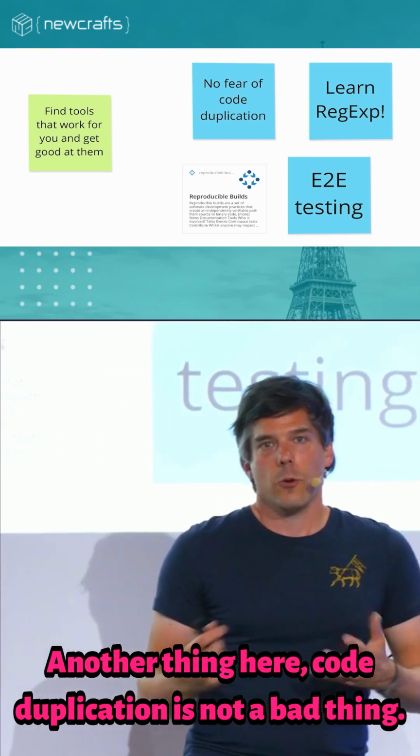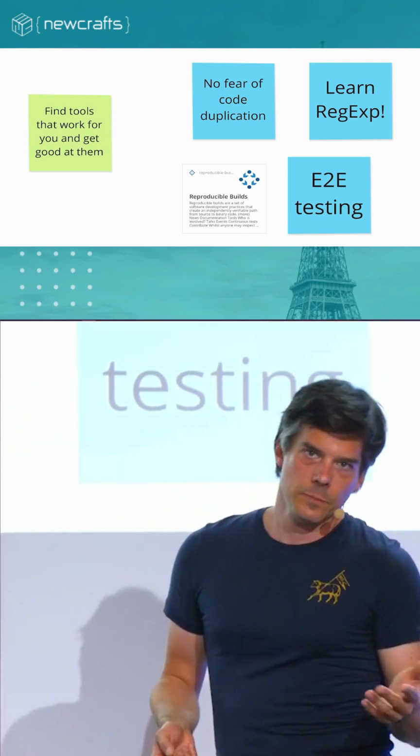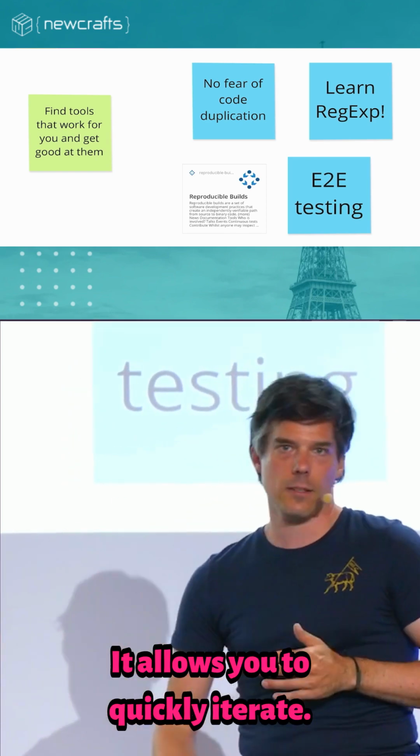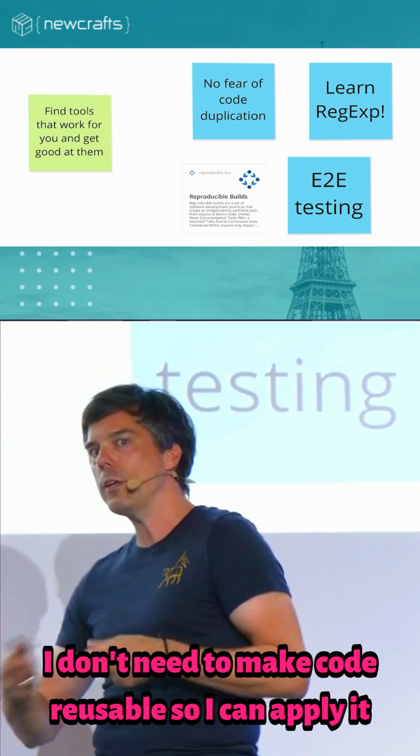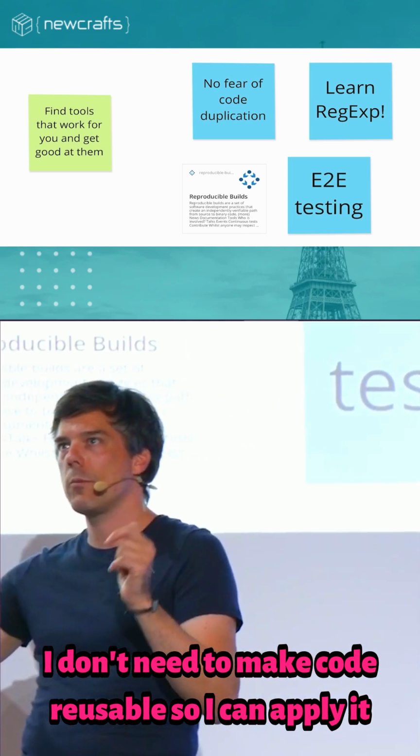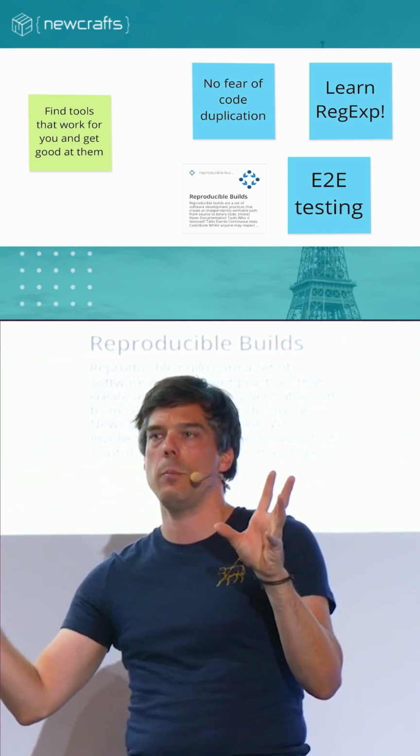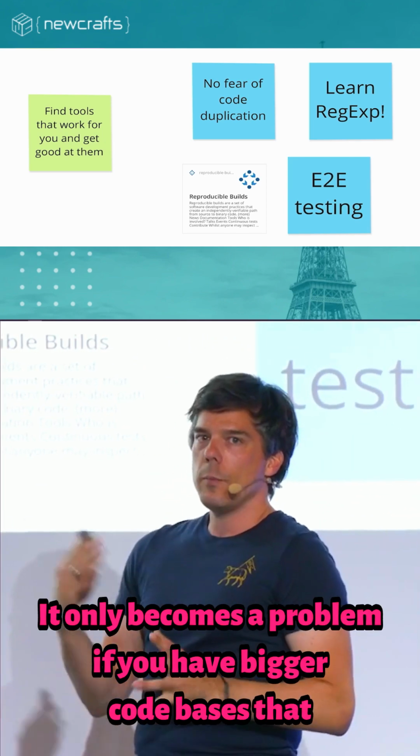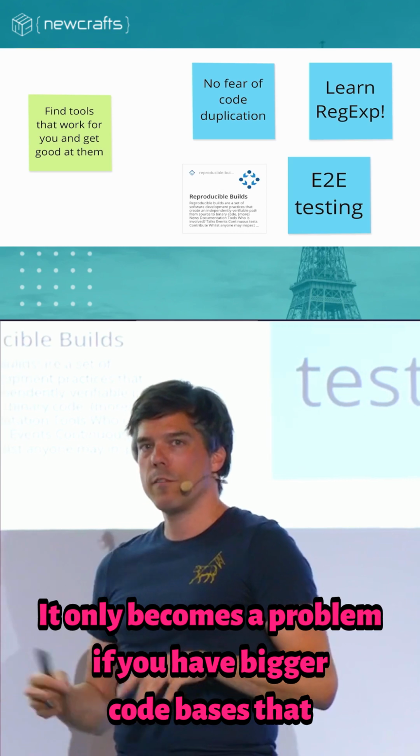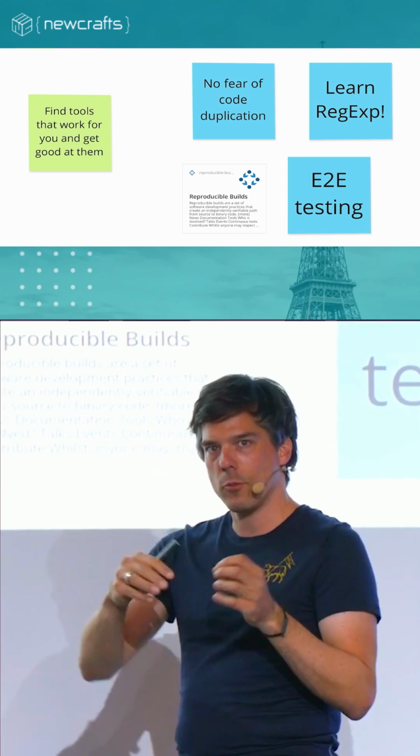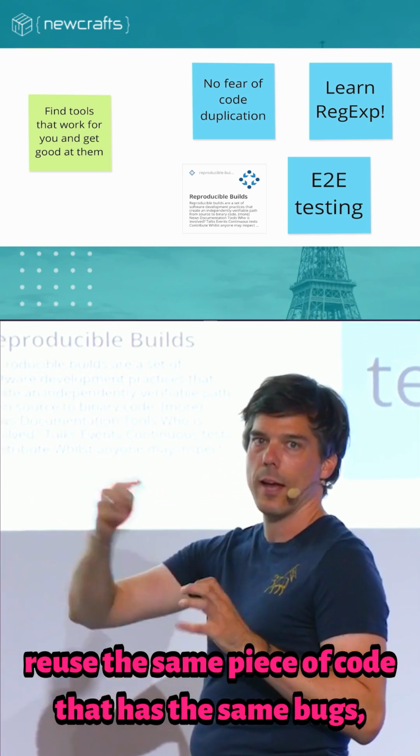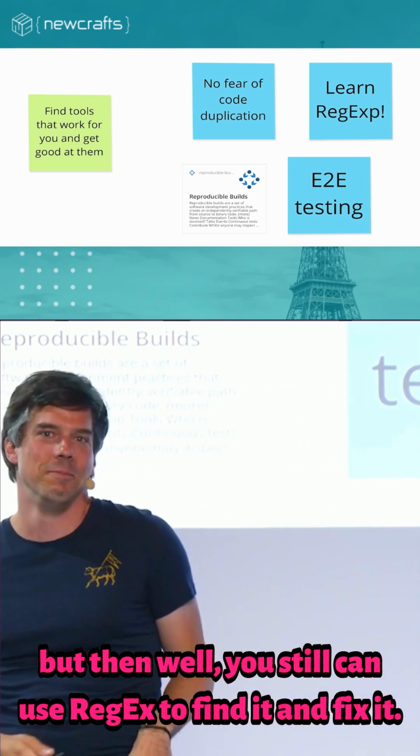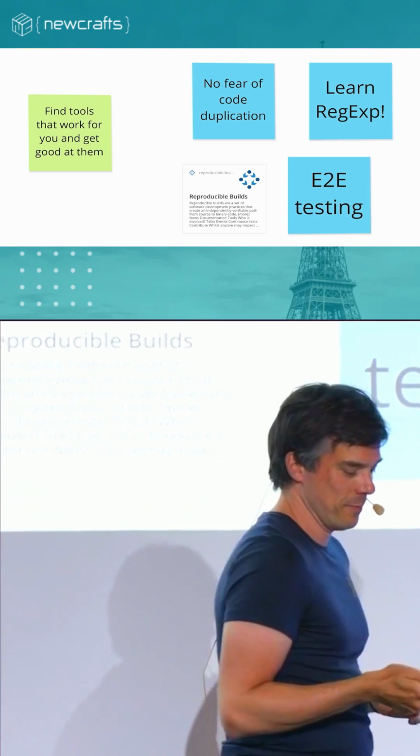Another thing here, code duplication is not a bad thing, because it allows you to quickly iterate. I don't need to make code reusable with perfectly designed APIs so I can apply it in multiple projects. There's no value in it. It only becomes a problem if you have bigger code bases that reuse the same piece of code that has the same bugs. But then, well, you still can use regex to find it and fix it.